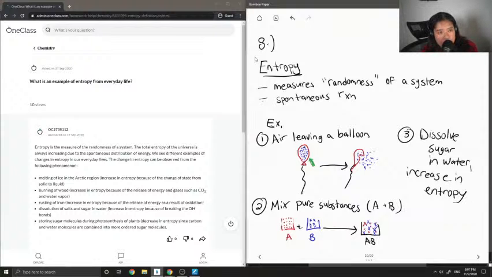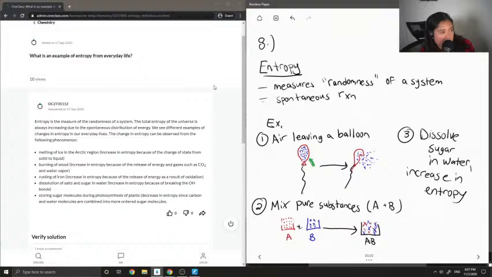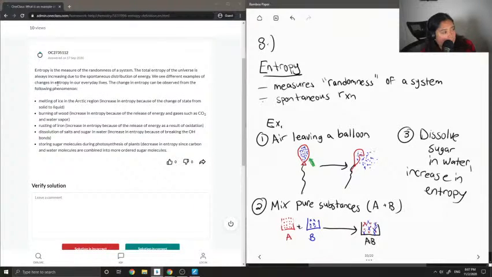Okay, so I think that's enough examples. Let's see what our junior tutor said. Entropy is the measure of the randomness of a system. The total entropy of the universe is always increasing due to the spontaneous distribution of energy. We see different examples of changes in entropy in our everyday lives. Change in entropy can be observed from the following phenomenon. Melting of ice in the Arctic region. So this is an increase in entropy because of the change of state from solid to liquid.